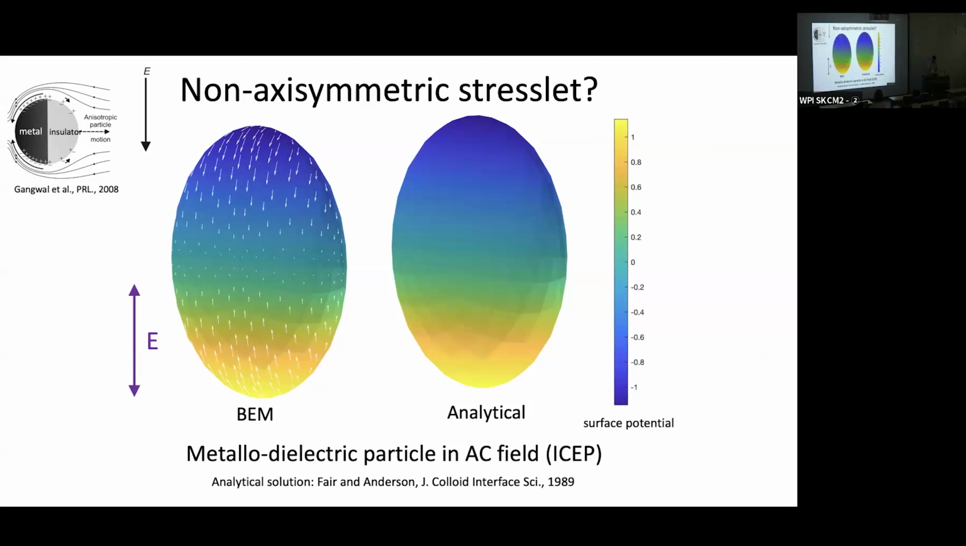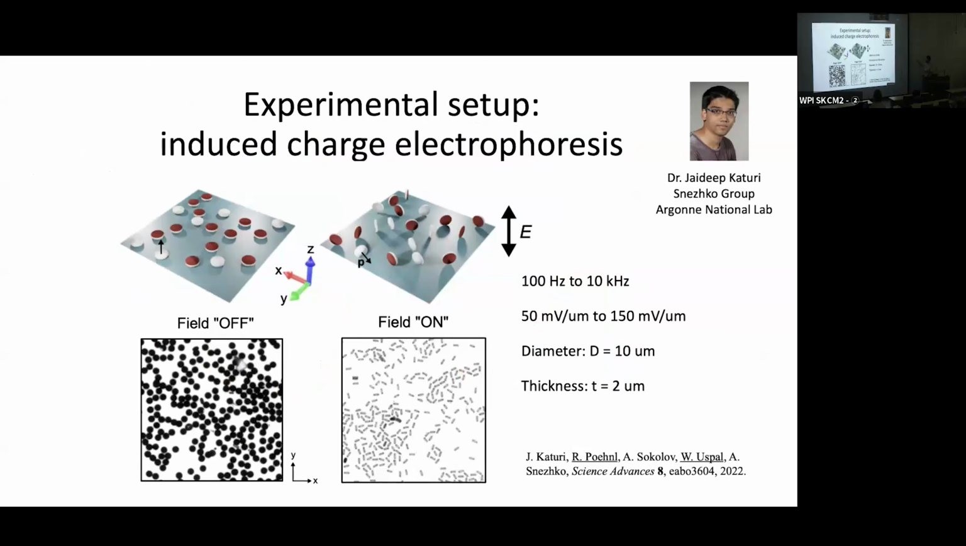And actually, it's very, very important because we worked with Jaideep and Alex Nezko at Argonne, and Jaideep could make these disks, and he makes them with a Nanoscribe. So the white is SU8, and then he deposits metal.